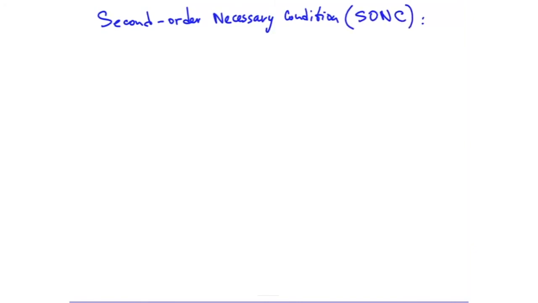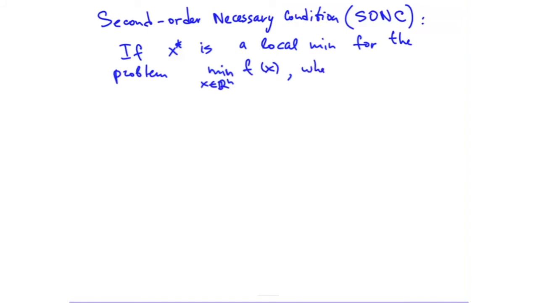So let's state the second order conditions now. The second order necessary condition first, which we abbreviate as SONC. If x star is a local minimum for the problem of unconstrained minimization, where f is twice continuously differentiable.